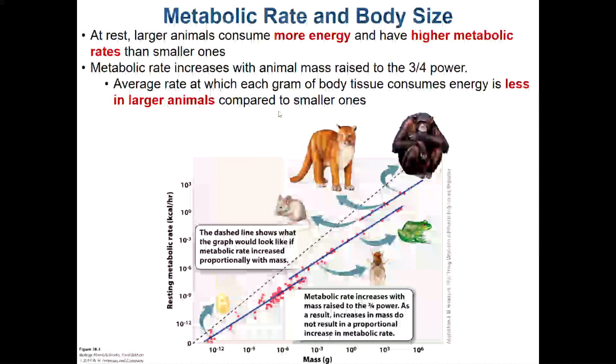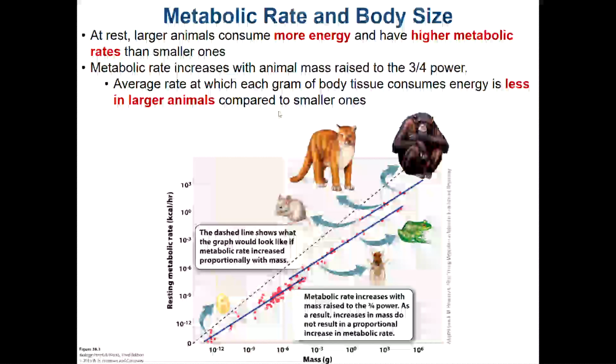The resting metabolic rate does not increase linearly with an animal's mass. Measurements of resting metabolic rate in a wide range of organisms show that the metabolic rate increases with animal mass raised to the 3/4 power. What this means is that the average rate at which each gram of body tissue consumes energy is less in larger animals compared to smaller animals.